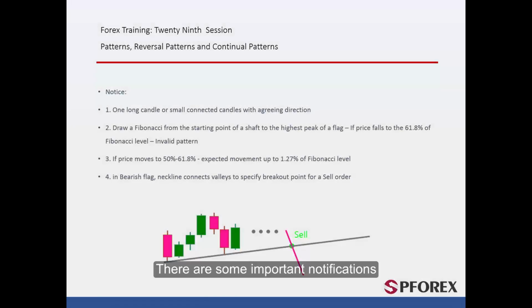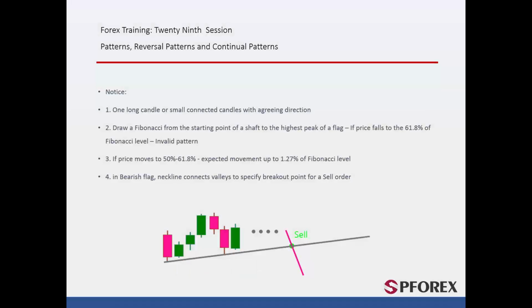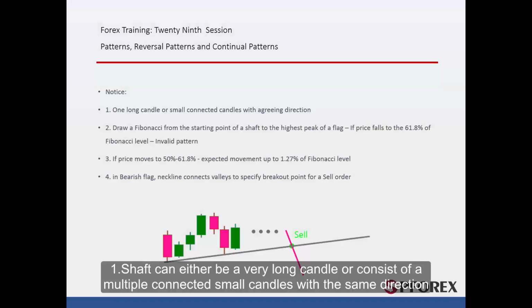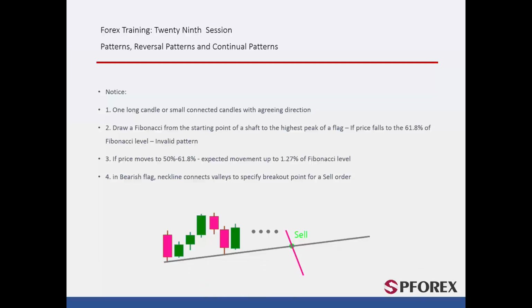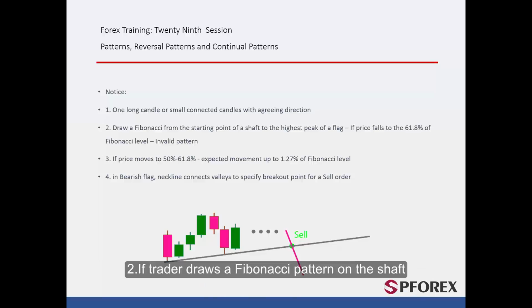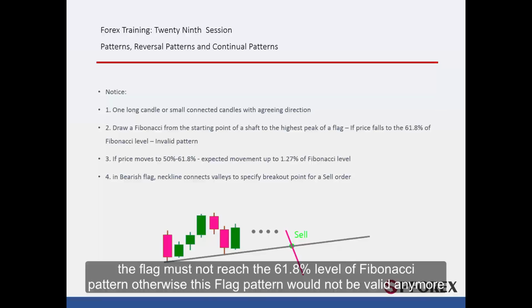There are some important notifications. Shaft can either be a very long candle or consist of multiple connected small candles with the same direction. If a trader draws a Fibonacci pattern on the shaft, the flag must not reach the 61.8% level of the Fibonacci pattern. Otherwise, this flag would not be valid anymore.